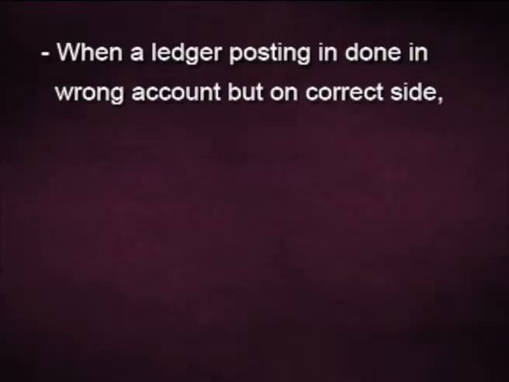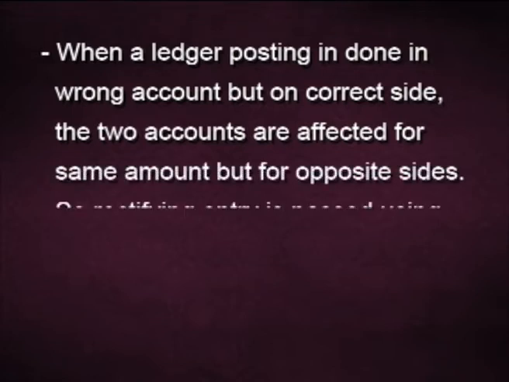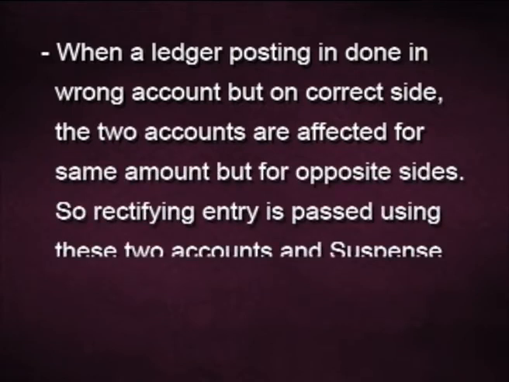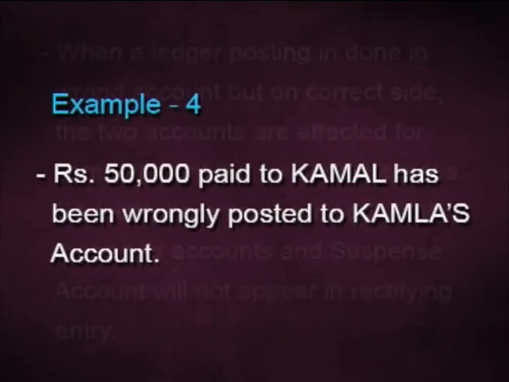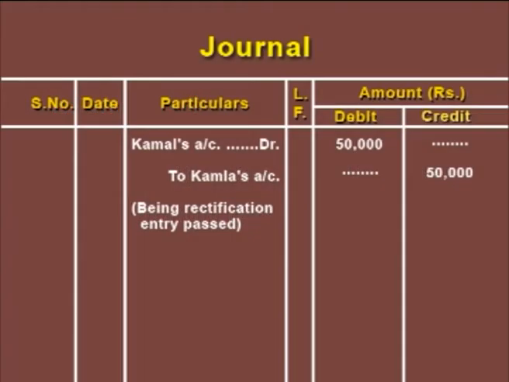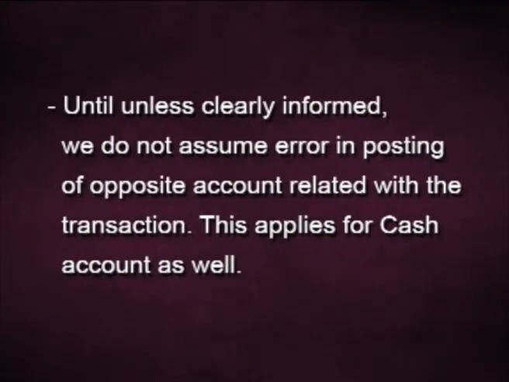When a ledger posting is done in wrong account but on correct side, the two accounts are affected for same amount but for opposite sides. So, rectification entry is passed using these two accounts and suspense account will not appear in rectification entry. You can see example. Until unless clearly informed, we do not assume errors in posting of opposite account related with the transaction. This applies for cash account as well.